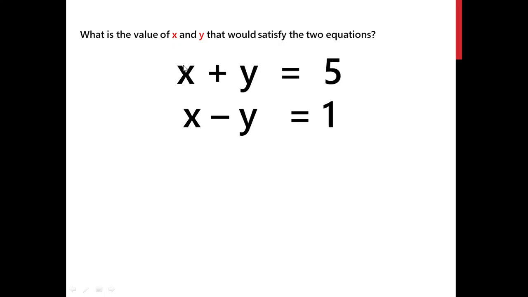The value of your x here would be the same value of your x here, and the value of your y here would be the same value of y here, and then it would yield the same numbers here. So the trial and error method would work, but it will take you a lot of time. Okay, now in solving this, we have three methods.